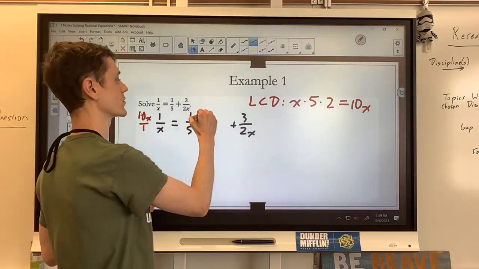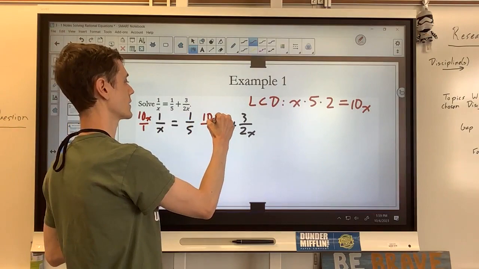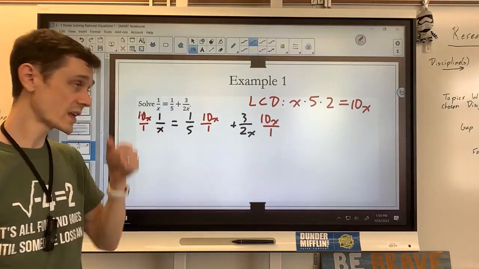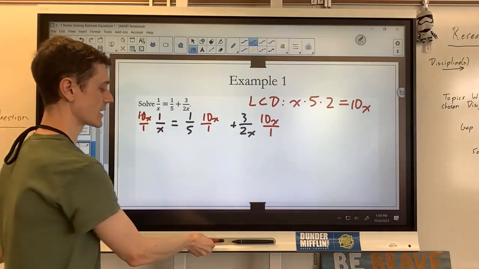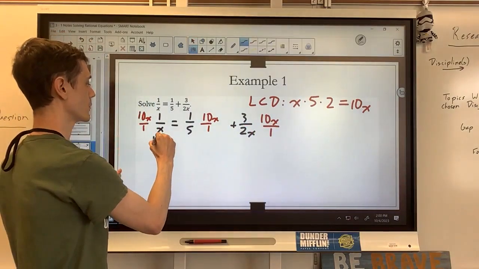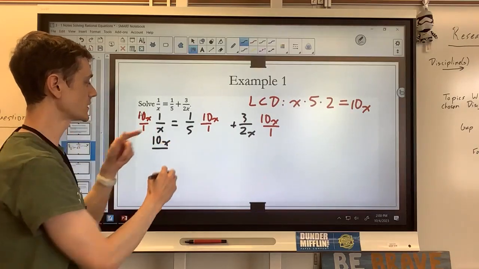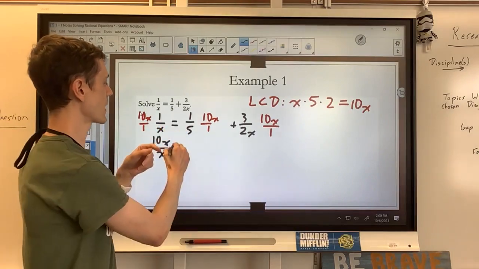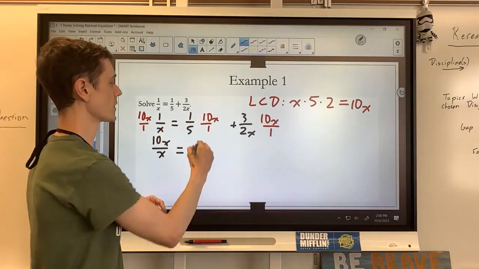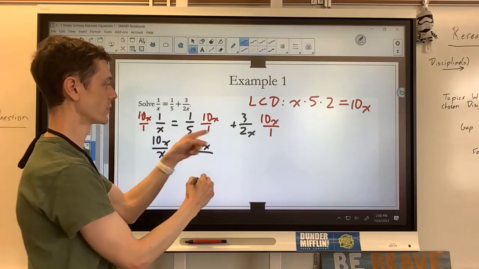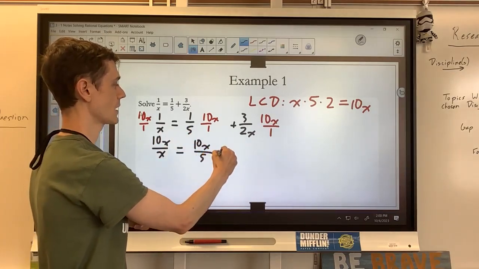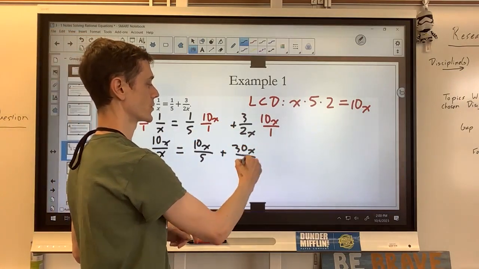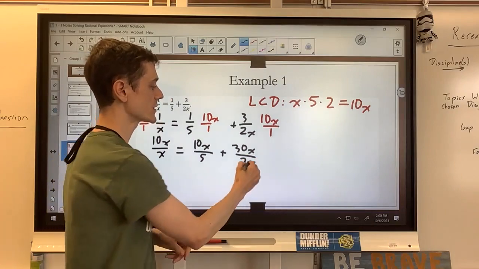If you want to write the over 1 part, just to make sure you don't make a mistake on your fraction work, there's nothing wrong with doing that. Now for the actual multiplications, what happens when I multiply these together is I have 10x times 1, which is just 10x, over 1 times x, which is x. I'm going to be able to reduce that in a moment, but for now I'm just going to leave it there. On the next fraction, I have 10x times 1 on top, over 5 times 1. And on the last fraction, I have 3 times 10x over 2x times 1. Now, all of these can be reduced.